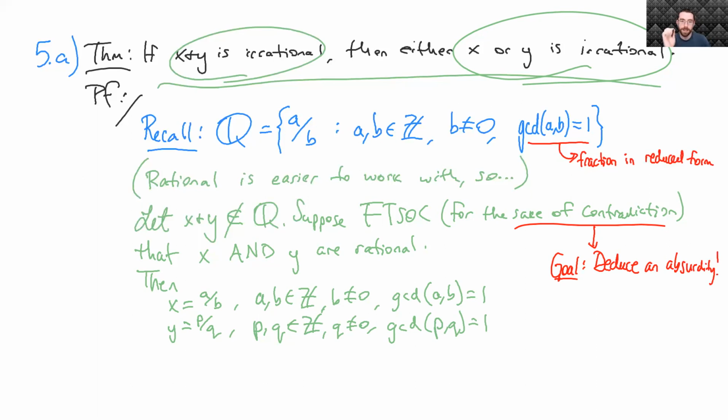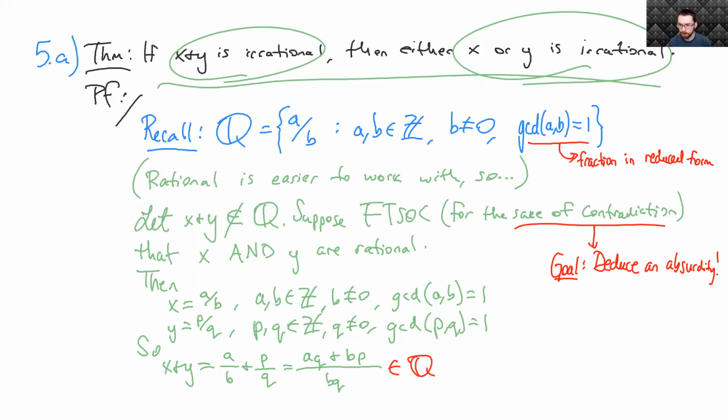The absurdity is probably going to look like the opposite of our assumption here. So with that in mind, let's look at x plus y. x plus y would be a over b plus p over q, which have different denominators, but let's get similar denominators. So that would be aq plus bp over bq. And I want to argue, so I'll put this in red, that this is in Q.